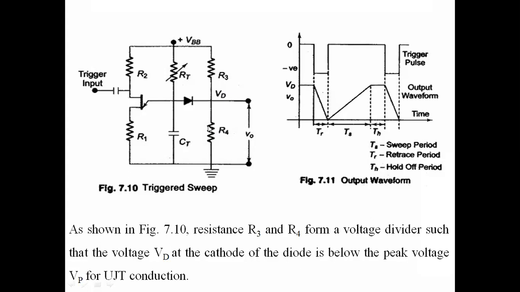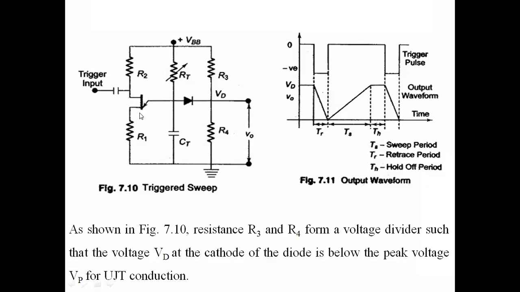Here R3 and R4 form a voltage divider network. VD is the voltage drop across R4. The value of the resistor R4 is selected in such a way that the voltage drop VD is less than VP, the peak voltage of the UJT.